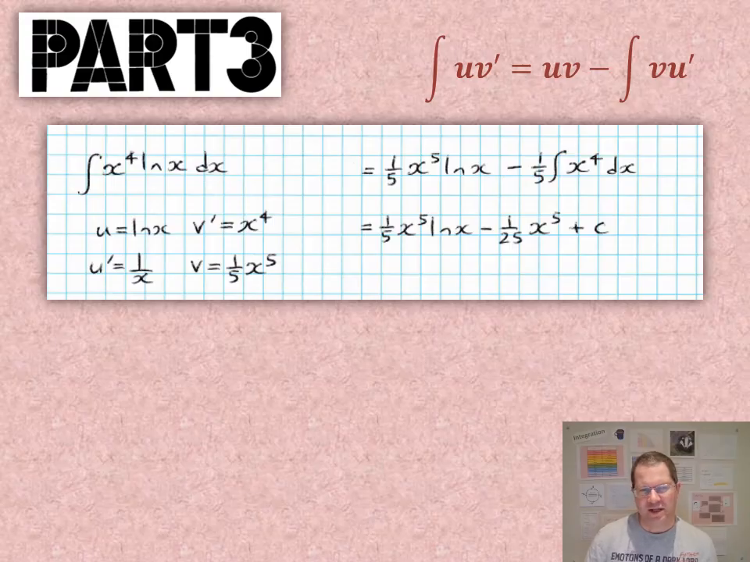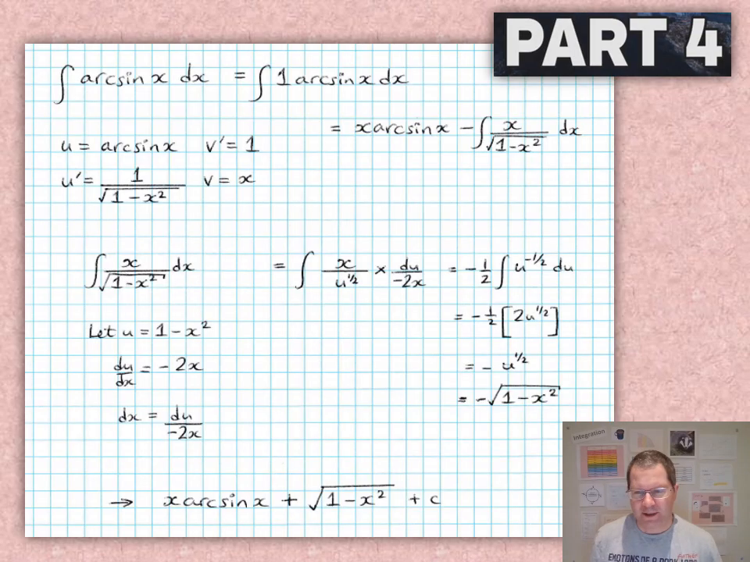We put it as our v dash, and we put ln x as u, because when we differentiate ln x, we just get 1/x. So all we're doing is reducing the index of the x polynomial by 1, and we can still integrate it. Okay, so in part 4, we're going to look at how to integrate arcsine x dx, which has only got one part, so I'm going to write the number 1 in front of it. So we've got the integral of 1 arcsine x dx.